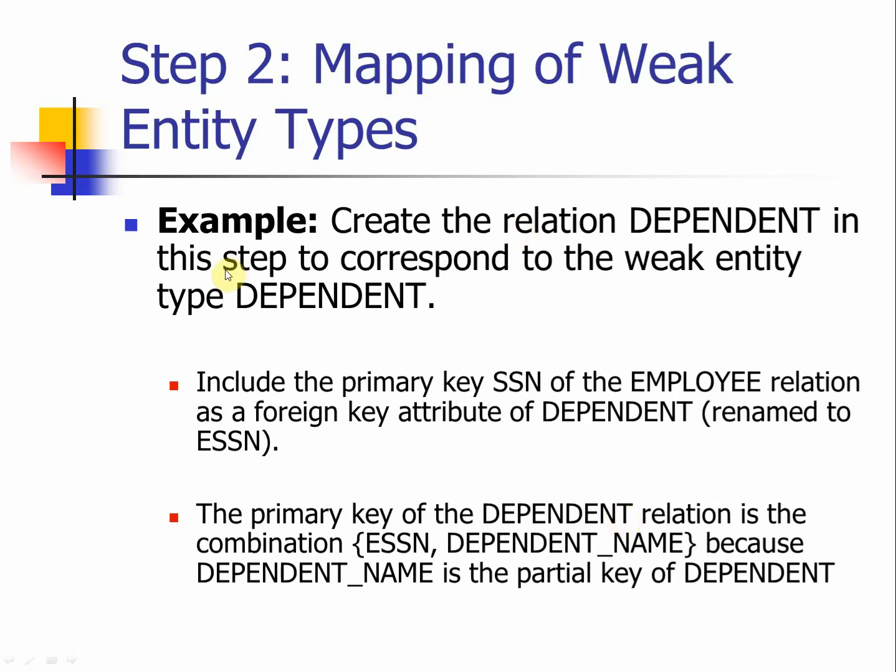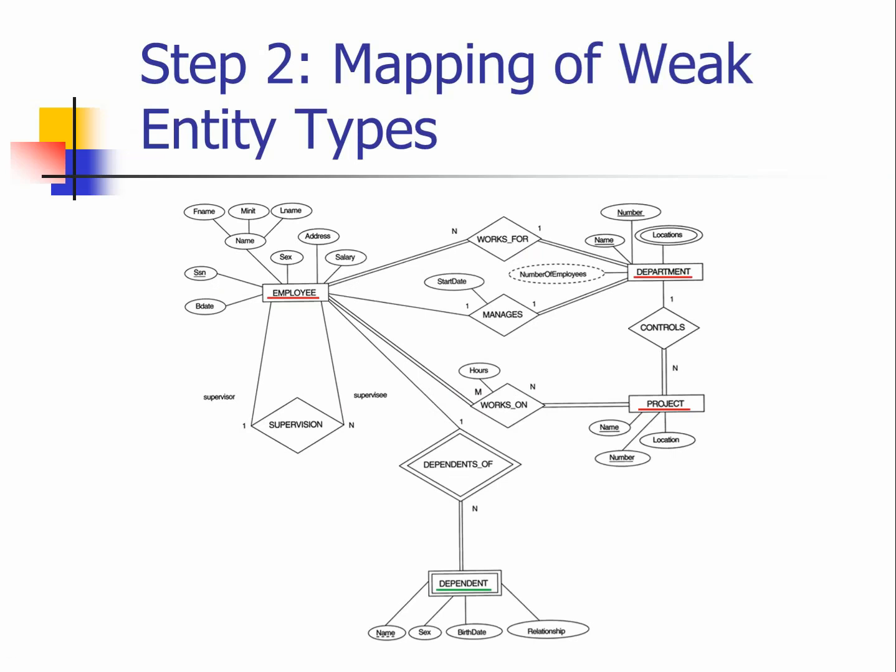In the dependent, as the example, we need to include a primary key, social security number, from the employee. Since employee is the belonging entity, we need to take the belonging entity's primary key and include it in the relation that we create for the weak entity. And let's take a look at that. So you see that dependent is a weak entity. It belongs to the employee. How do we know that? Because we have one double diamond specifying dependent belongs to the employee. So let's take a look. How do we convert this whole weak entity into a relational schema diagram?